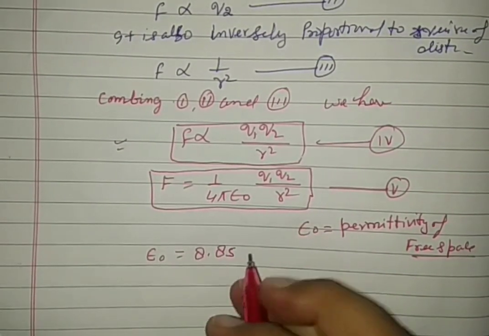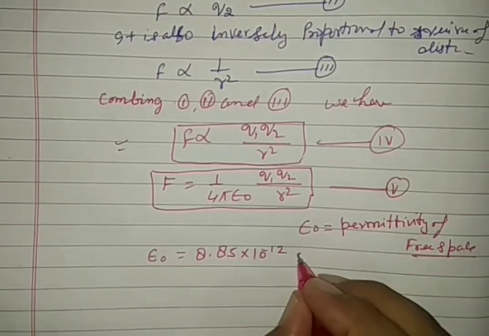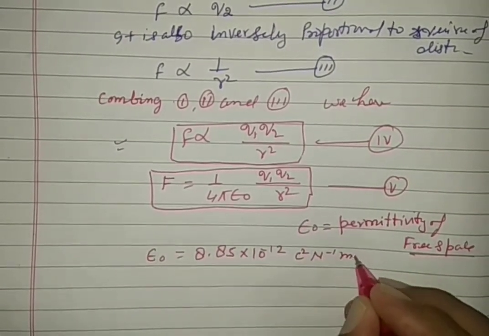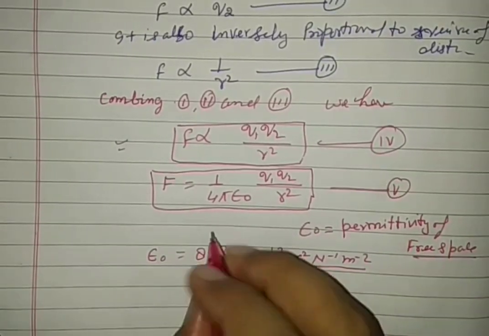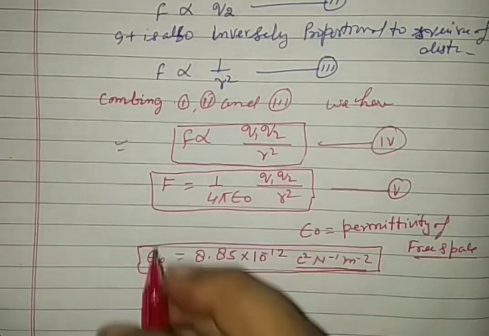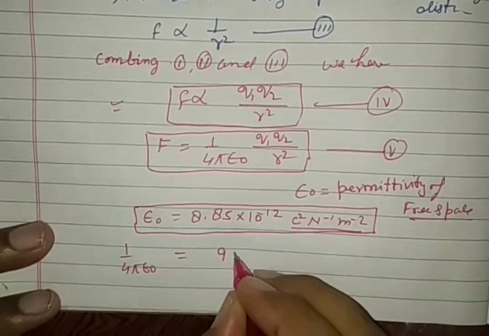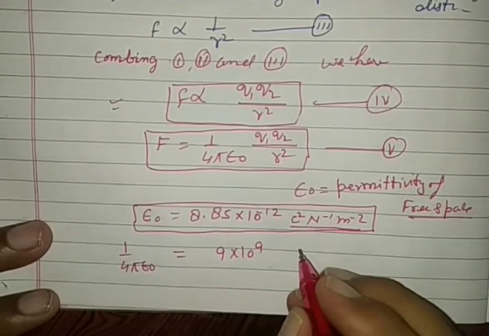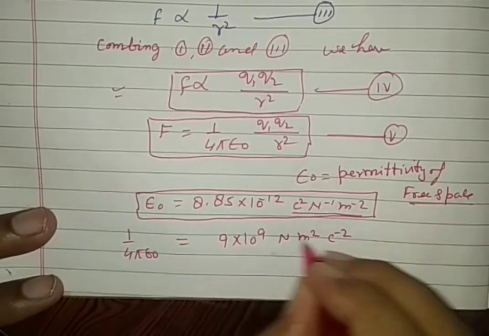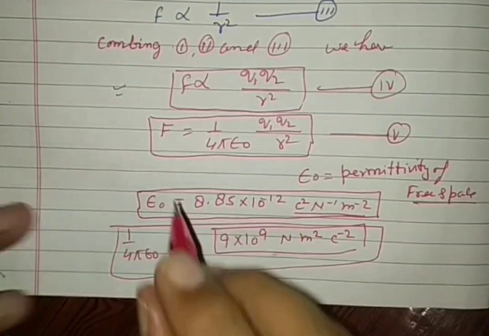8.85 into 10 to the power minus 12 Coulomb square Newton inverse meter minus 2. We will derive why, how it came. And the constant which we are using here, that is 1 upon 4 pi epsilon 0, is equal to 9 into 10 to the power 9 Newton meter square by Coulomb square. How it came, we will see also here. So these are the values used in the formula.